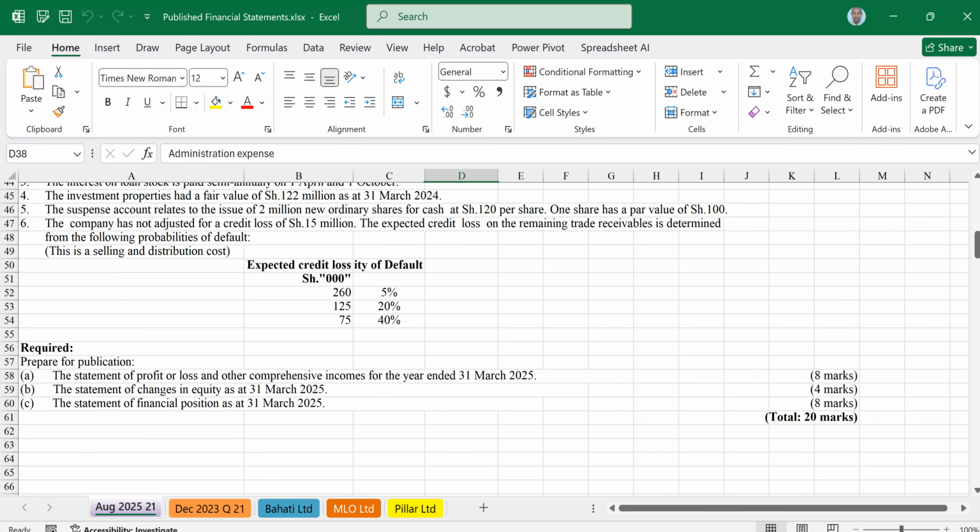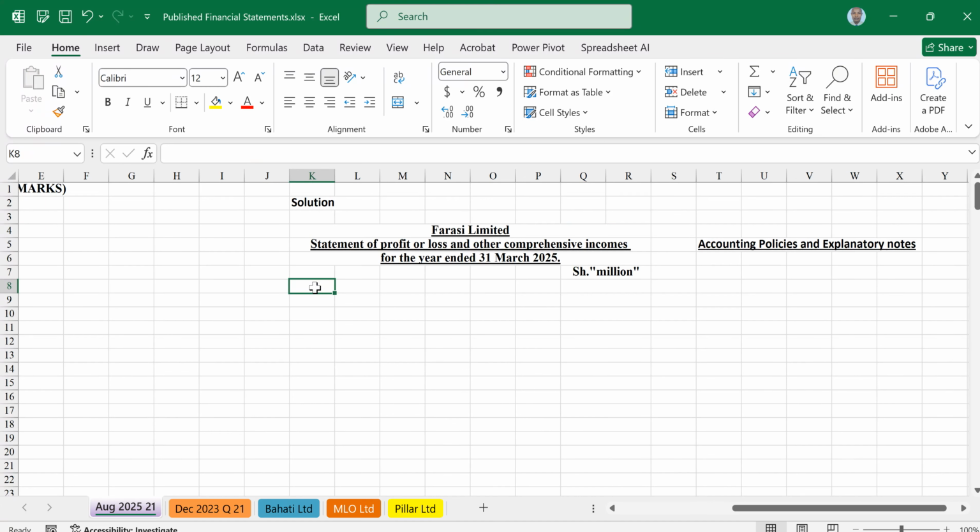Now for publication, according to IAS 1, the statement of profit or loss and other comprehensive income, the statement of changes in equity, and then the statement of financial position. So let us prepare. Having come up with the above title, and also the accounting policies and other explanatory notes, this is like our workings. We want to start solving the question.